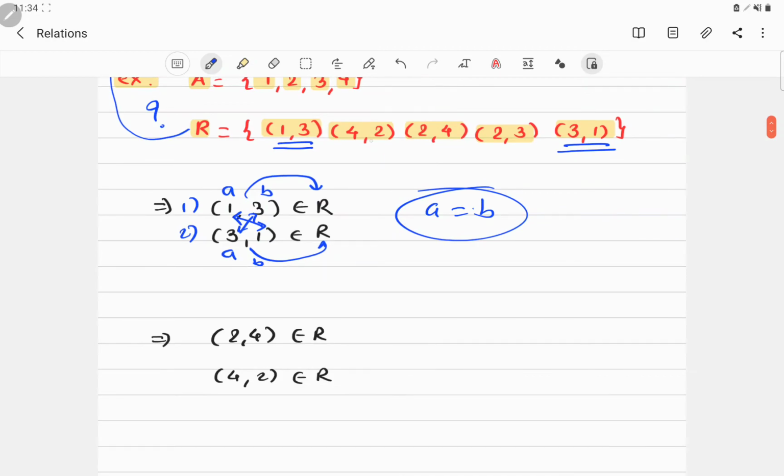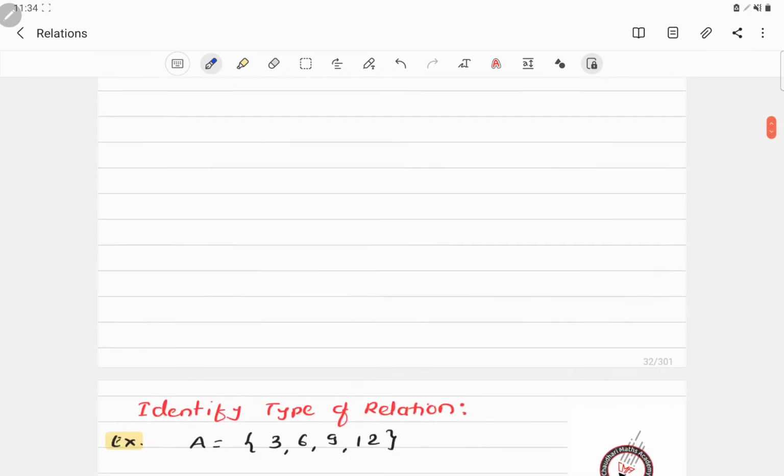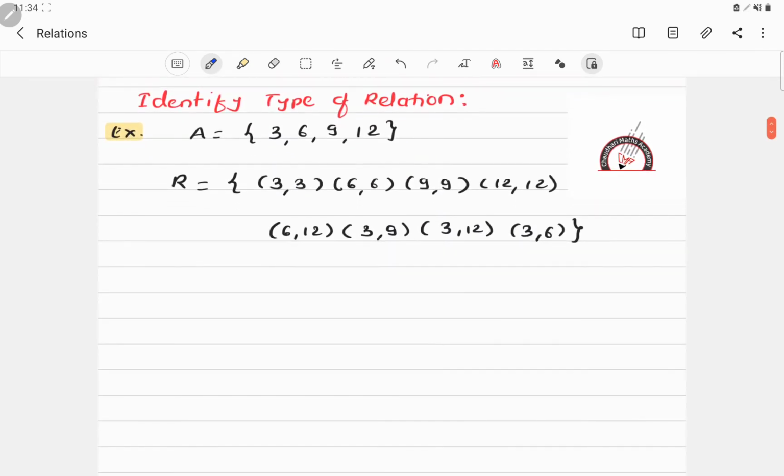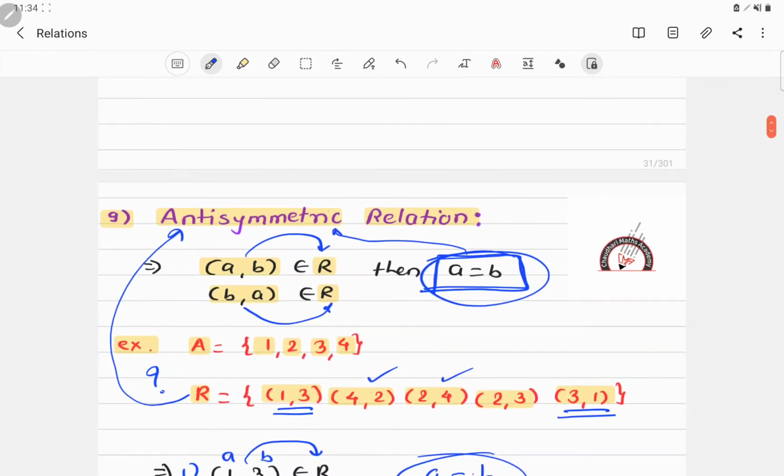If you want, you can cross check it with this 4, 2 and 2, 4. So please observe, this is A, this is B, this is A, this is B for these two ordered pairs, right? Okay, so if you observe A is equal to B and B is equal to A, then it is called an anti-symmetric kind of relation, right? So this is an anti-symmetric kind of relation. So I hope every one of you got all these different 9 types of relations.